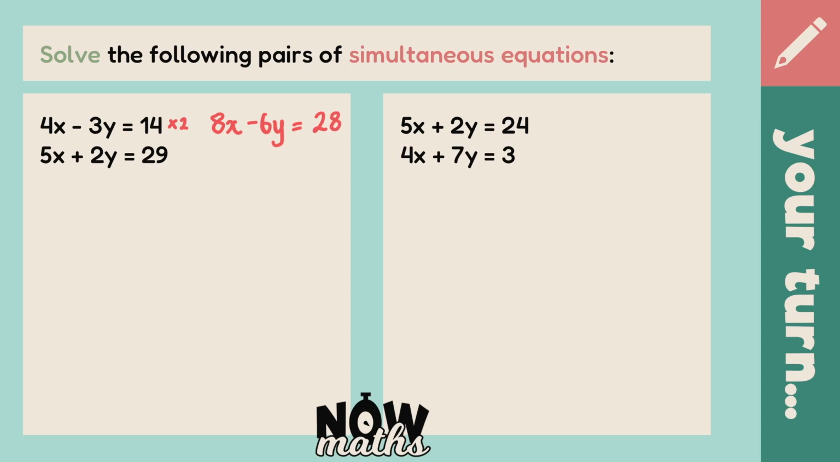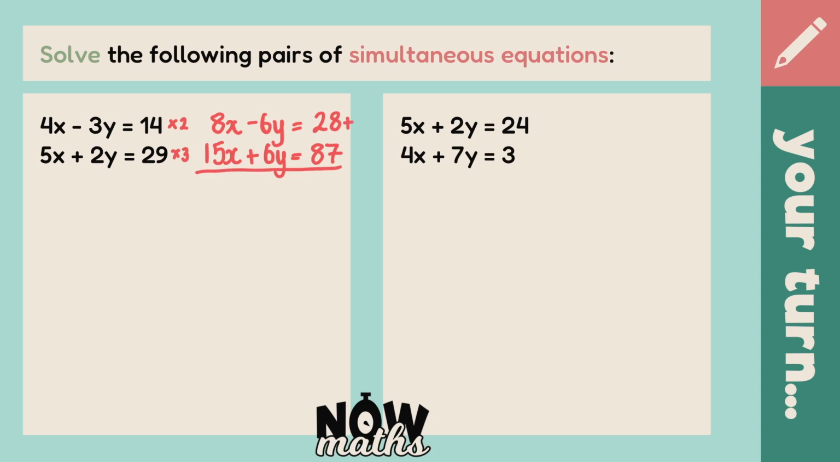Now for the second equation, if we're going to make 2y into 6y, we're going to have to multiply by 3. So 5x multiplied by 3 is 15x. Then 2y multiplied by 3 is 6y. And finally, 29 multiplied by 3 is 87. Now we have two equations with a 6y in each. One is negative and the other is positive, so that means we're going to have to add the equations together.